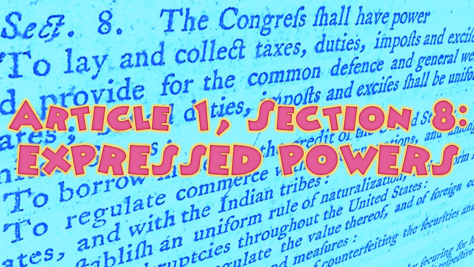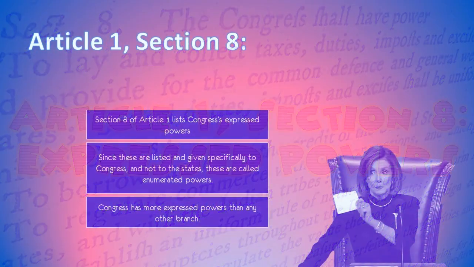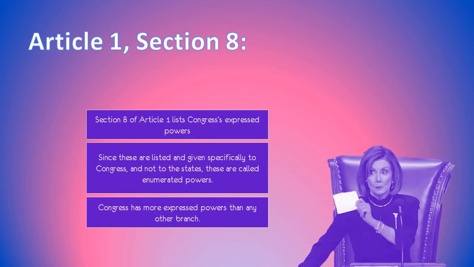You guys remember the term expressed power from Unit 1? Expressed power means it's actually written in the Constitution. So when we look at Article 1, Section 8, it's just a list of powers for Congress. Section 8 includes the list of Congress's expressed powers, so we'll refer to these as the enumerated powers. When I say the word enumerated, it means the same as expressed. It's written in the Constitution, but it makes you think a little more of the list of powers.